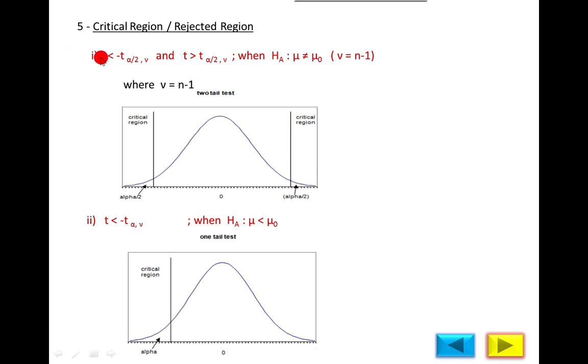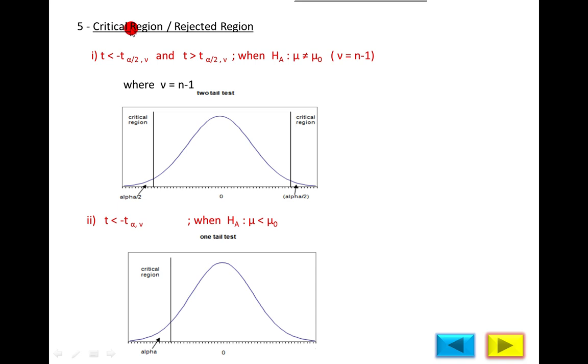If the t value is greater than the positive table value, it lies in this area, and if it is less than the negative table value, it lies in this area. If the condition is opposite, it will lie in the acceptance region, so we will accept the null hypothesis. So this graph, this sketch, represents the area of the rejected region or critical region, and this critical region depends on this notation.